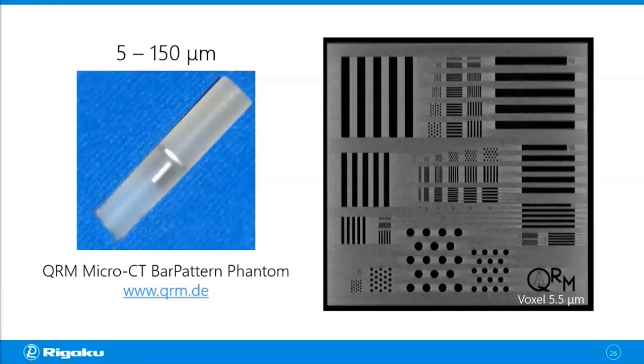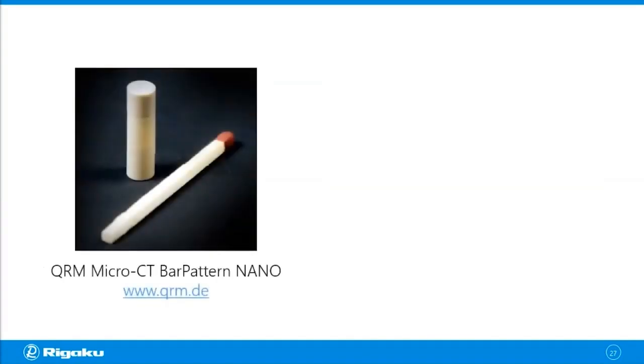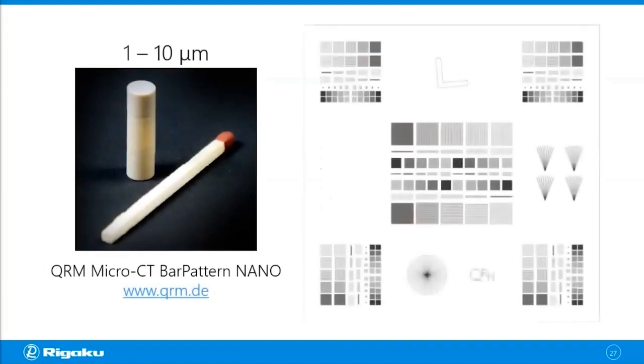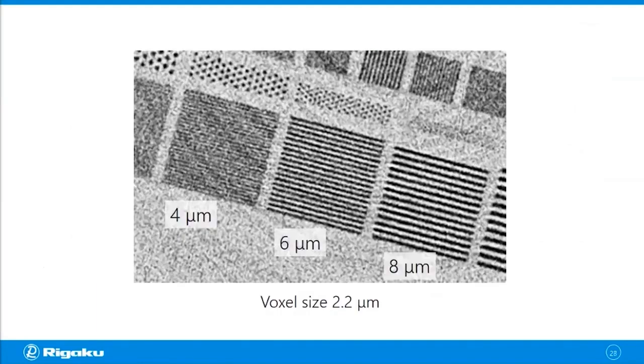If you need to test a resolution below 5 microns, QRM makes this nano bar pattern as well. And this one has 1 to 10 micron line pairs laid out like this. And this is an example of a CT scan tested on the nano bar pattern. And this image was collected at 2.2 micron voxel size.